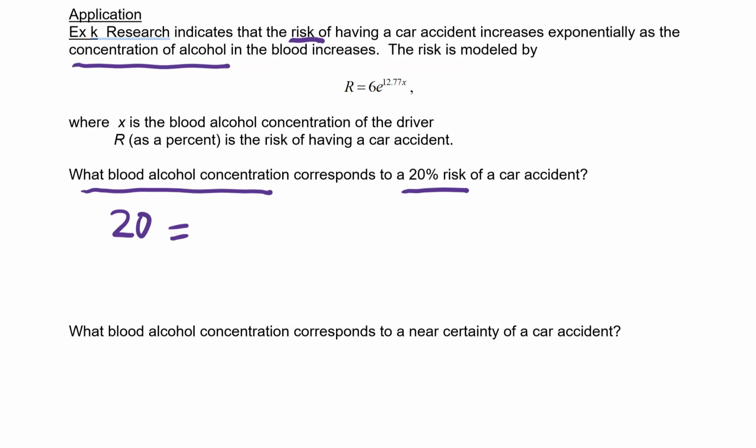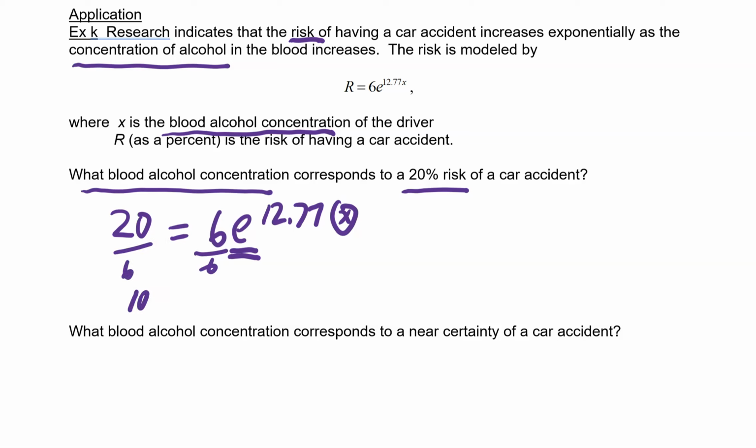But then the rest of the equation says 20 is equal to 6 e to the 12.77 times x, and this x again is that concentration that we are asked to find. And x is up in the air and I want to bring it down to the ground, so I'll need to take the log of both sides. But before I do that, I want to isolate the base, which is e, so I'll have to divide both sides by 6. And then I end up with 10/3 is equal to e raised to the power 12.77x.